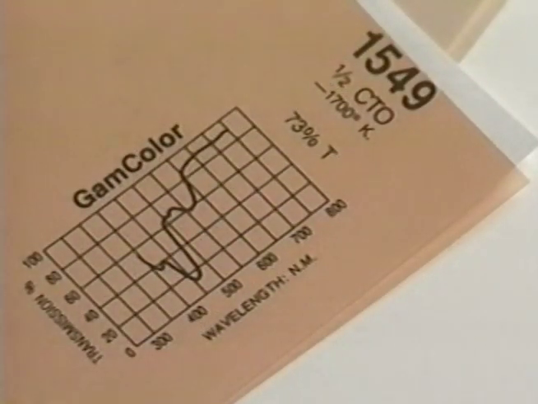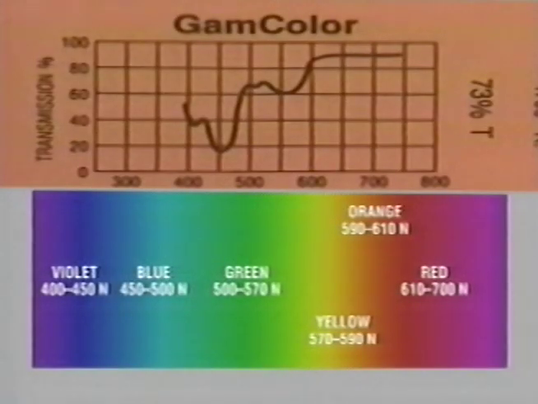Below all of these numbers is a graph, which plots the spectral distribution of the gel. This means that the graph shows which wavelengths or colors of light are absorbed and which are transmitted through the gel. At the left of the graph is the transmission percentage, and at the base of the graph is a nanometer scale. By comparing the graph with the color chart provided at the front of the swatch book and looking at the transmission factor and Kelvin shift, you can accurately predict the effects that each gel will have on a light source.